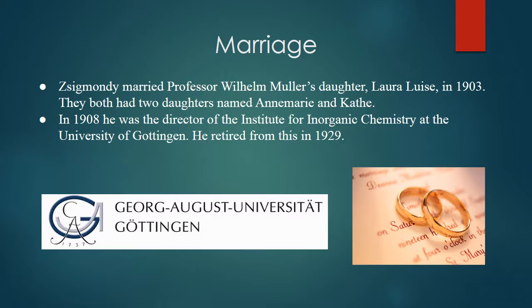In 1903, Zsigmondy married Professor Wilhelm Noah's daughter, Laura Louise. They had two daughters named Anna Marie and Kathy. In 1908, he became the director of the Institute of Inorganic Chemistry at the University of Göttingen, and he retired from this in 1929.